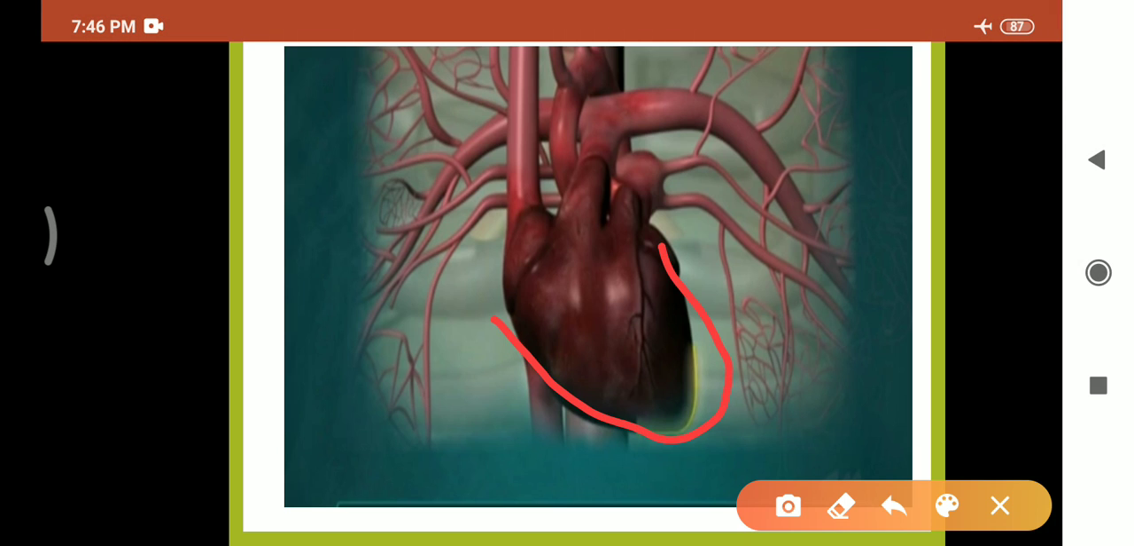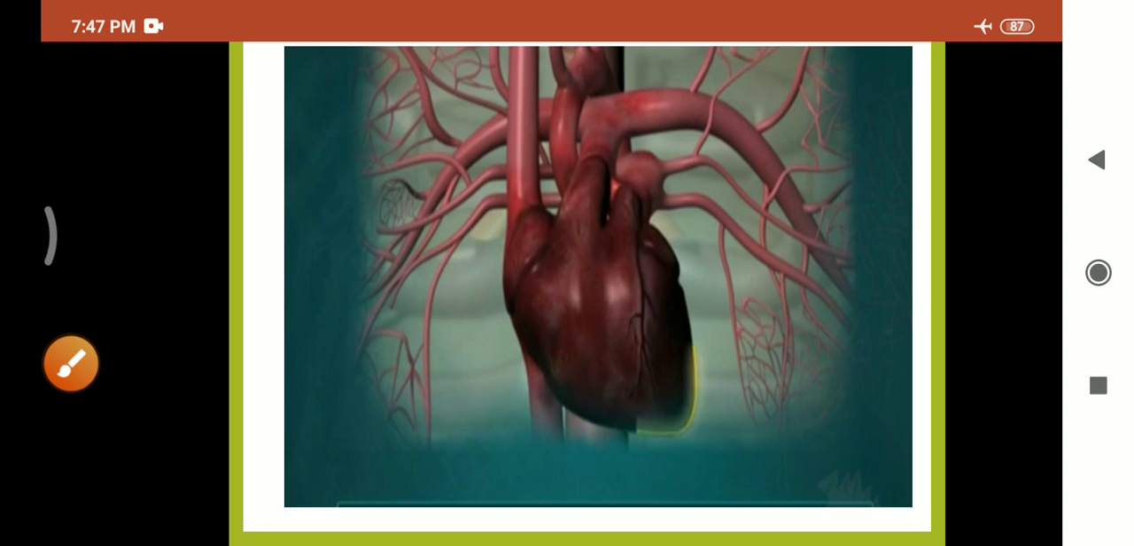Right? And next one, the specialty of the heart: its muscles never stop working. Why? The heart is made up of cardiac muscles. So the specialty of these muscles is that they never stop working, right?